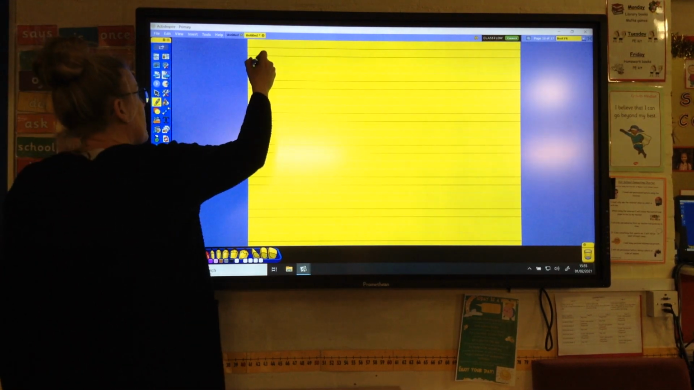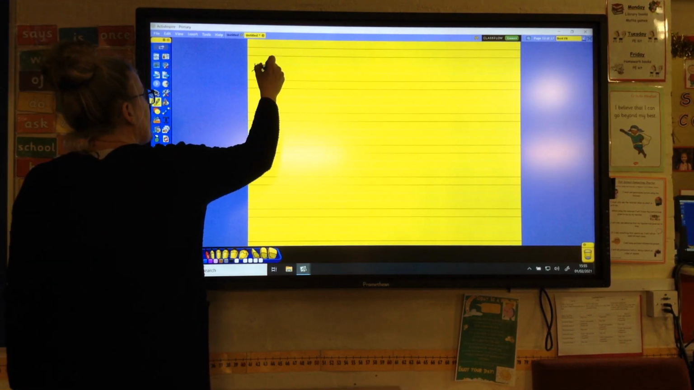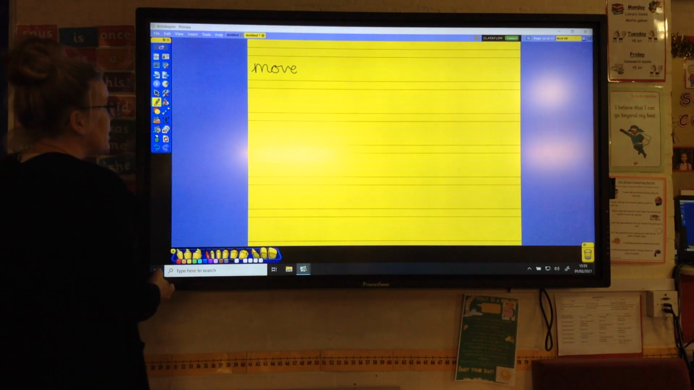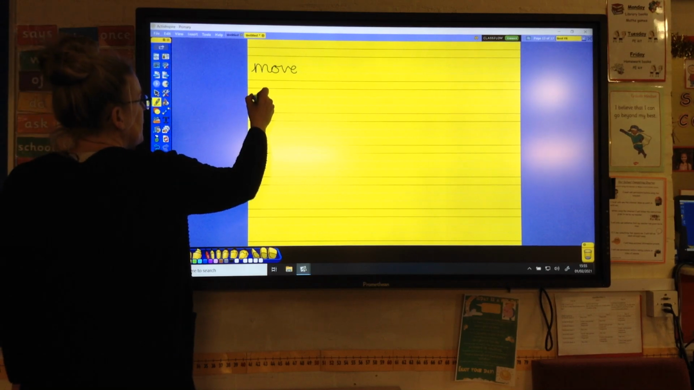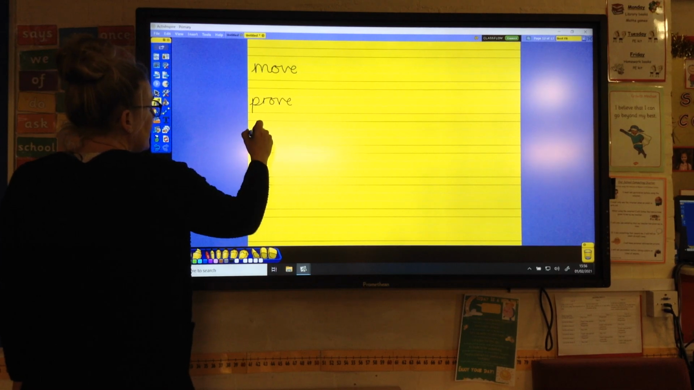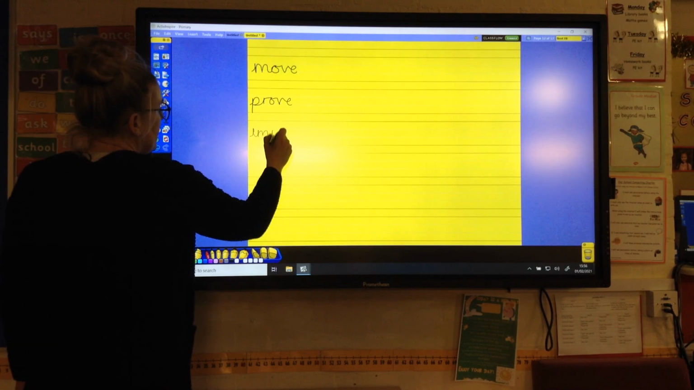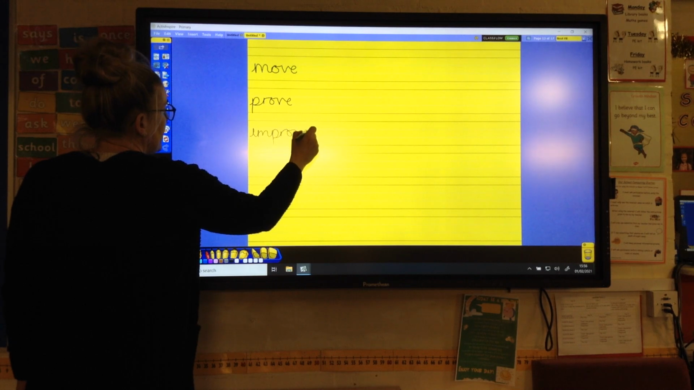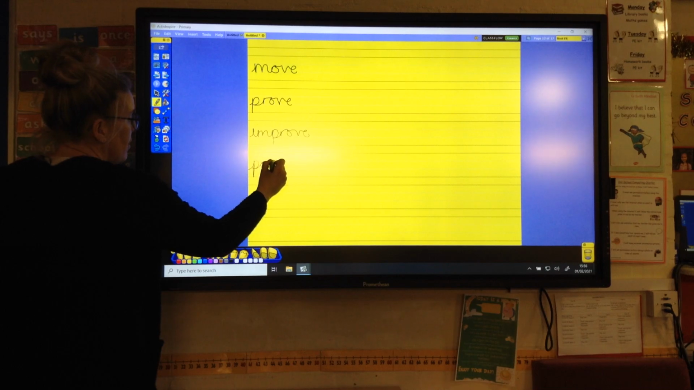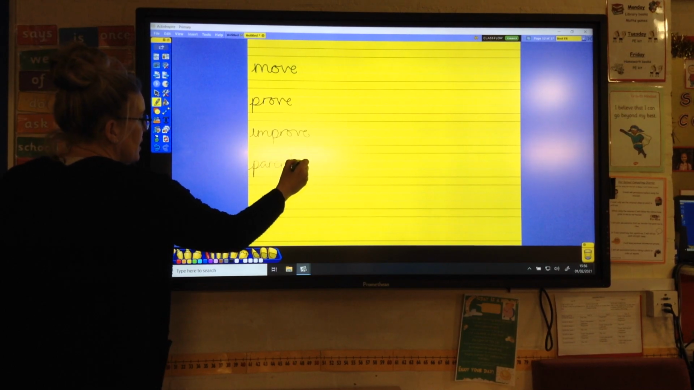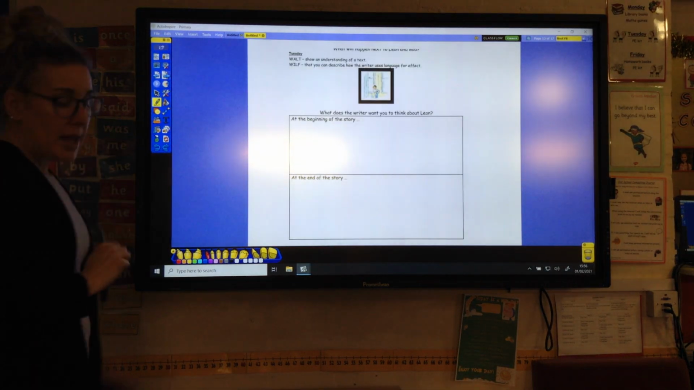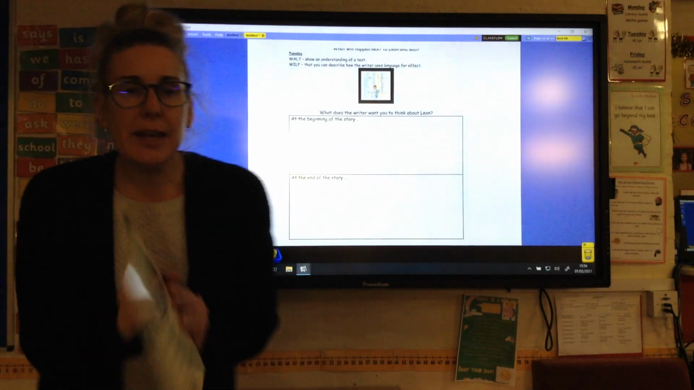We are going to start with that word move: up, down, over, over, into our O, into our V and into our E. Then we've got the word prove, so P is low, into our R, O, V and E. Improve, I, M, P, R, O, V, E. And then parents, P is low, into our A, R, E, N, tall T and our wiggly S on the end for parents.